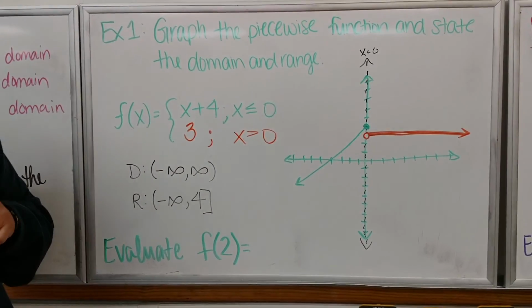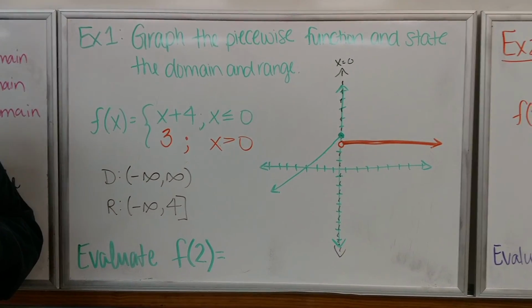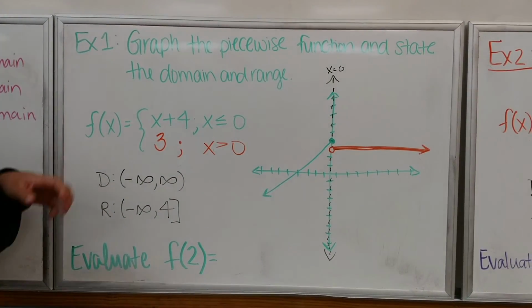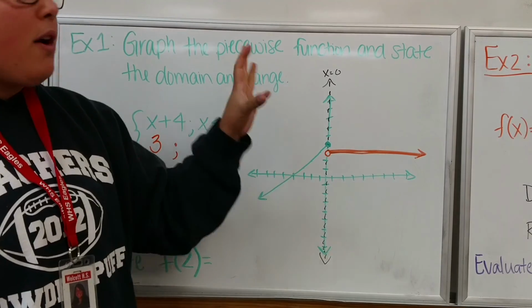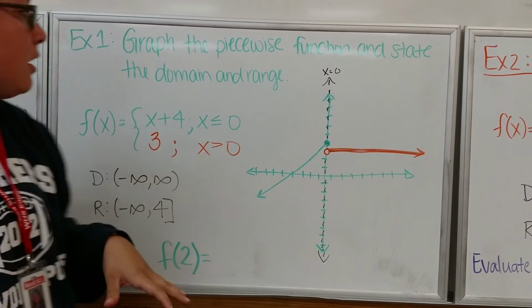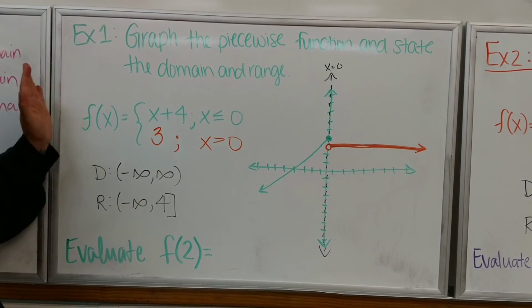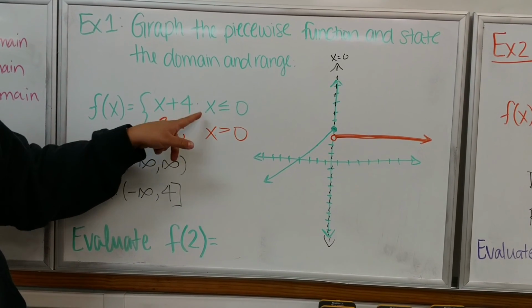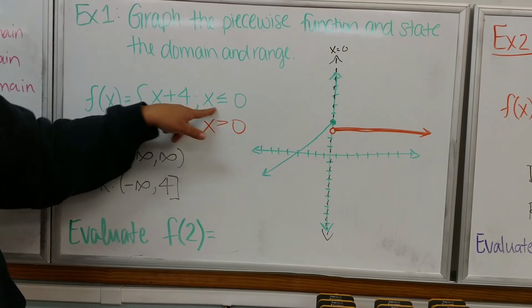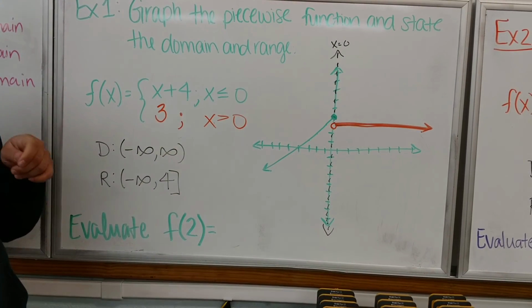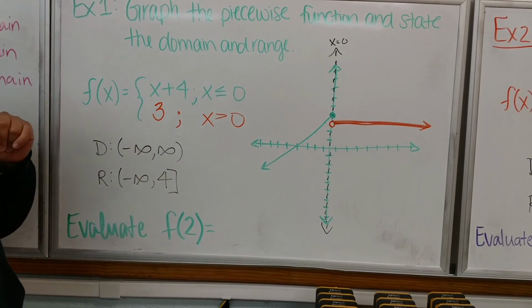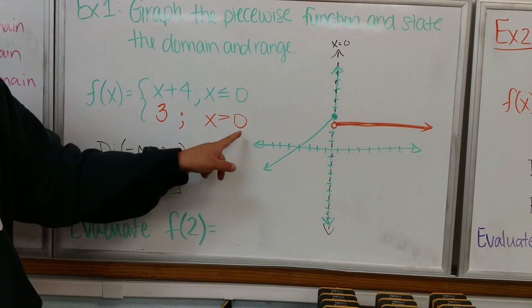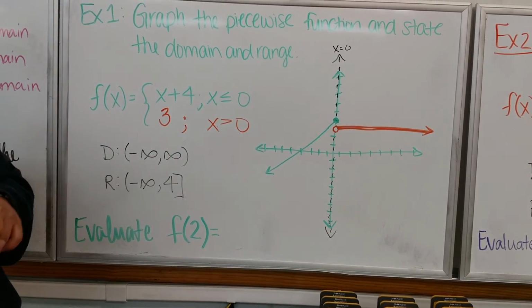So for example 1, it says graph the piecewise function and state the domain and range. So this is the graph, we did it out for you, of a piecewise function, but how do we get there? So notice our function notation says f of x is equal to, and we have our bracket. Now we have x plus 4. And this part is our domain, that x is less than or equal to 0. We have 3 as my other function, number 2, that x is greater than 0.